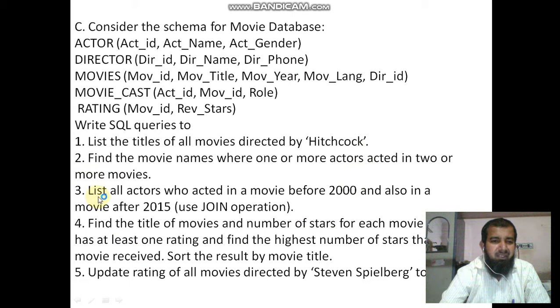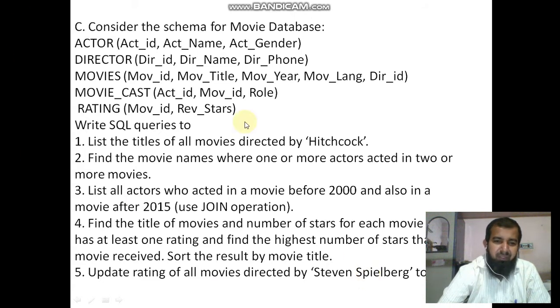Next, list all actors who acted in a movie before 2000 and also in a movie after 2015. Use join operation. Fourth question: find the title of movies and number of stars for each movie that has at least one rating, and find the highest number of stars that movie received. Sort the result by movie title. And the last question is update the rating of all movies directed by Steven Spielberg to 5.